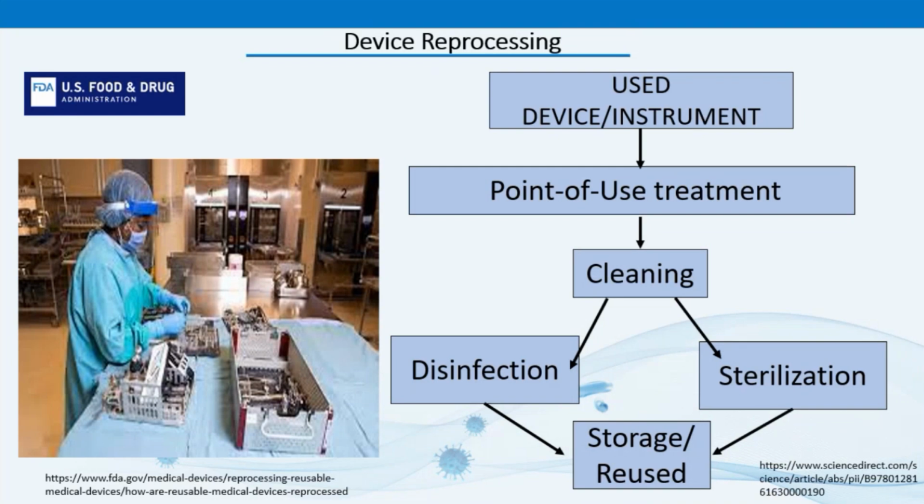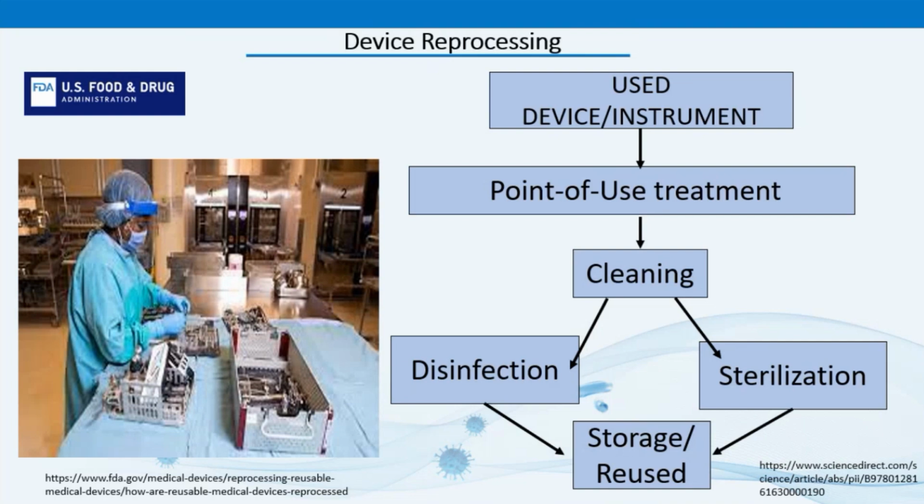Now, device reprocessing is a multi-step process that involves cleaning, disinfecting, or sterilizing reusable medical devices. It's labor-intensive, time-consuming, and requires great attention to detail. According to the FDA, reprocessing generally involves three steps, and the first is at that point where the device was used, the point of use, where devices receive initial wiping and cleaning to remove debris like dried blood and tissue, and they then receive treatment to keep them moist.